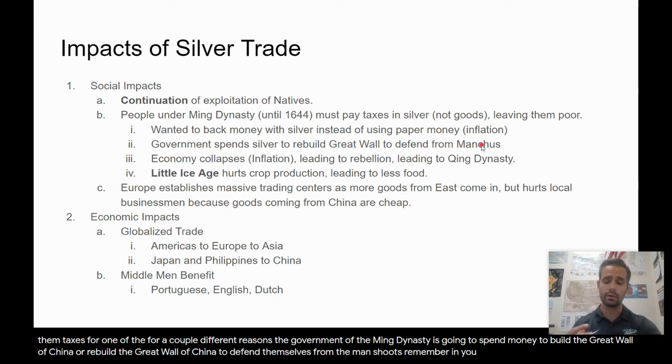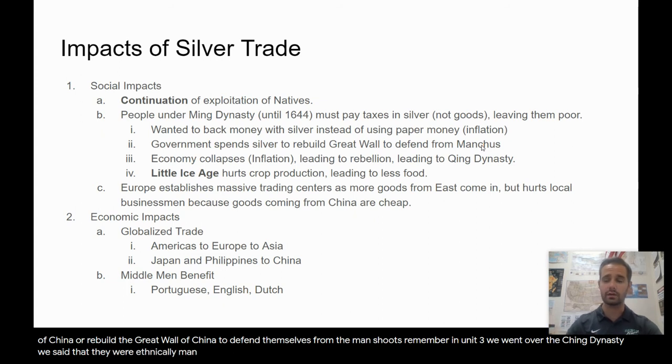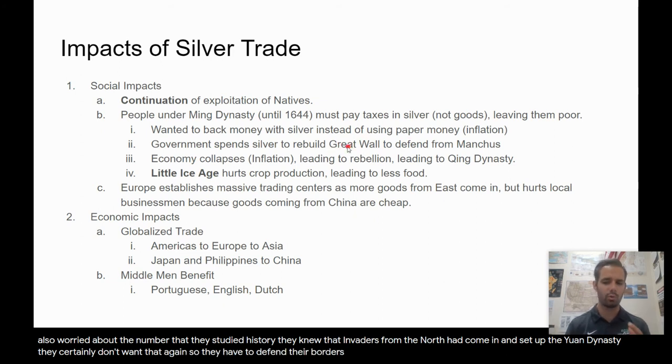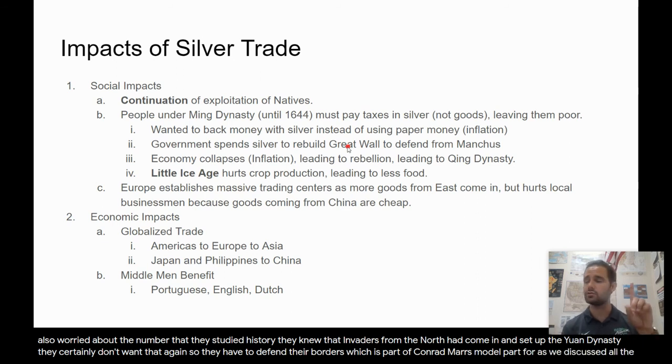Remember, in Unit 3, we went over the Qing Dynasty. We said that they were ethnically Manchu. They come from the north of China. The Ming Dynasty is worried about that. The Ming Dynasty was also worried about the Mongol Empire. I mean, they remembered that. They studied history. They knew that invaders from the north had come in and set up the Yuan Dynasty. They certainly don't want that again, so they have to defend their borders, which is part of Conrad DeMar's model part 4, as we discussed all the way back in Unit 1.